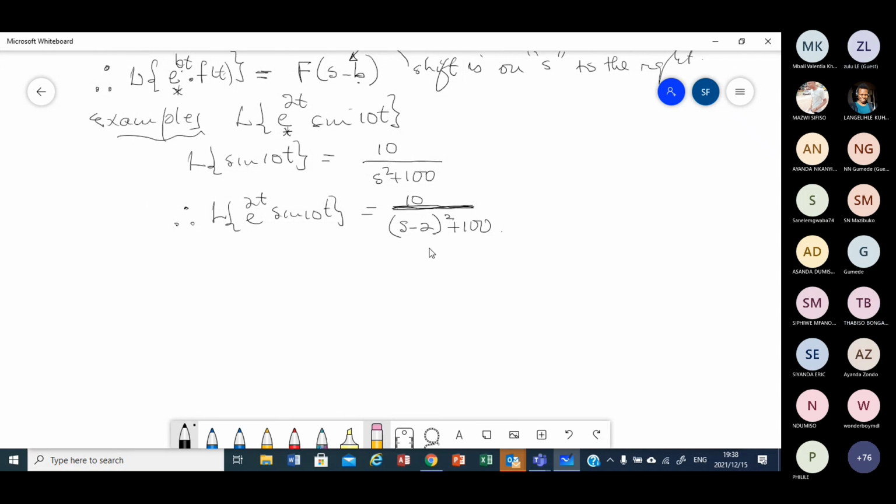Right? That is the shift. So look at this s. s has shifted by minus 2 because that one was positive.